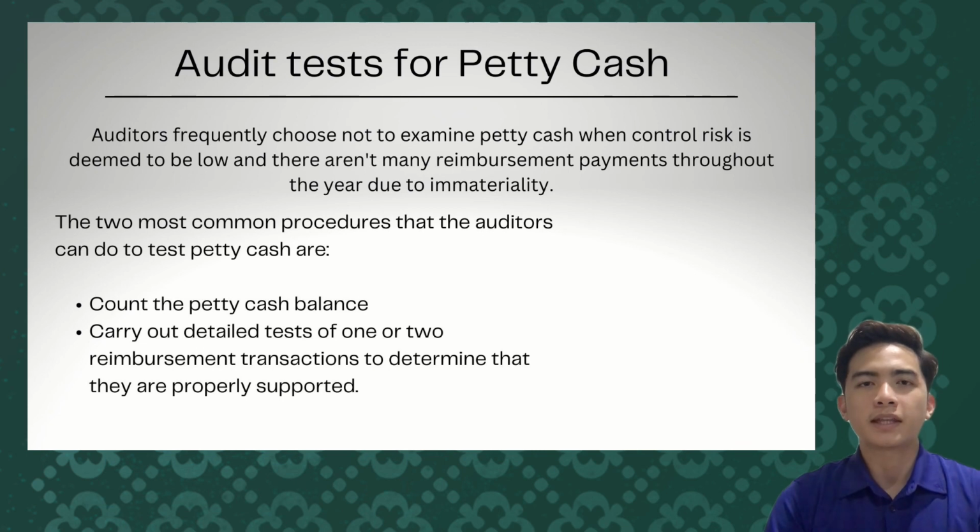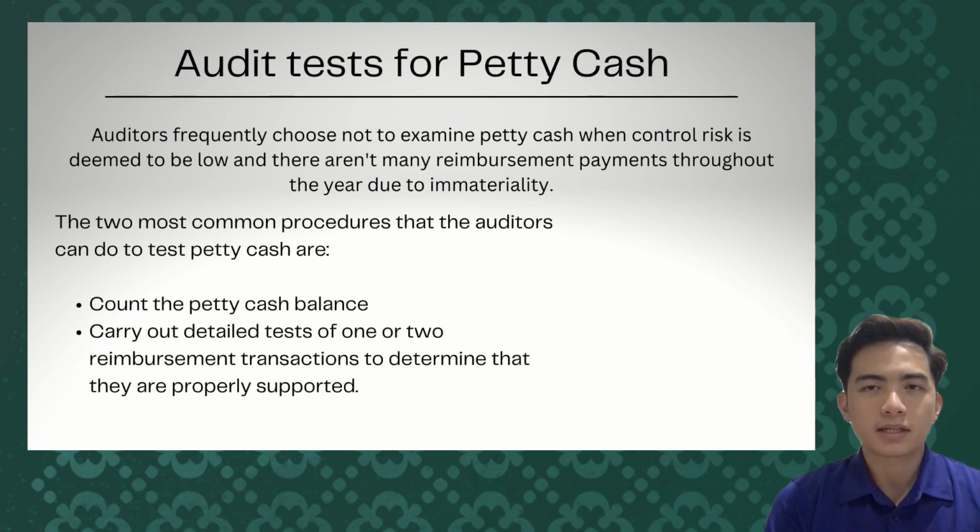Moving on to the test of petty cash. When control risk is assessed as low and few reimbursement payments occur during the year, it is common for auditors not to test petty cash, because of immateriality. The most common procedures auditors can do to test petty cash are: first, count the petty cash balance, and secondly, carry out detailed tests of one or two reimbursement transactions to determine that they are properly supported.